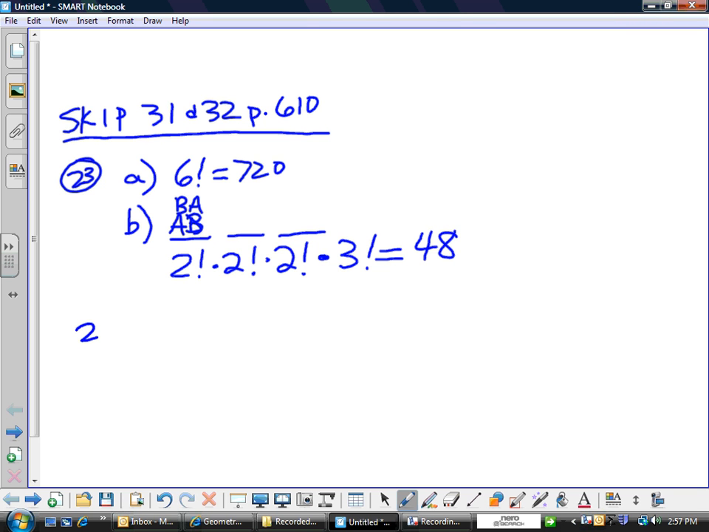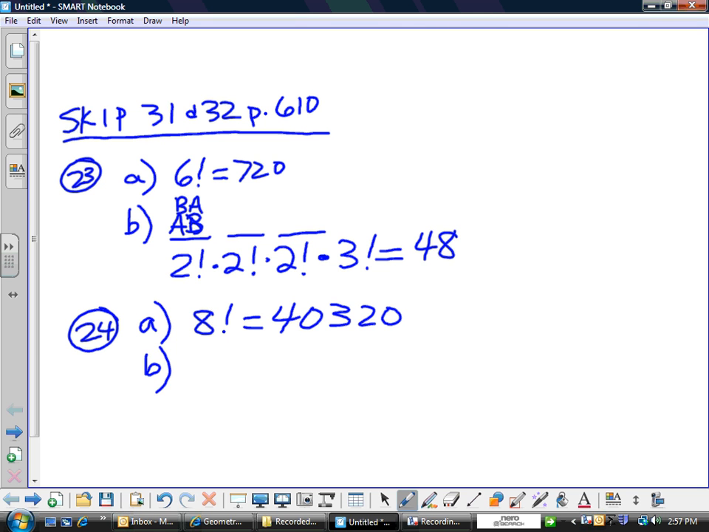The next problem is 24. For problem 24, it says, how many orders can 5 girls and 3 boys walk through a doorway if there are no restrictions? So again, we just add them together. So that's 8 factorial, which is 40,320. And then part B says if all 5 girls go through first, so there's 5 factorial ways to arrange the girls and 3 factorial ways to arrange the boys. So when you multiply that out, you get 720.